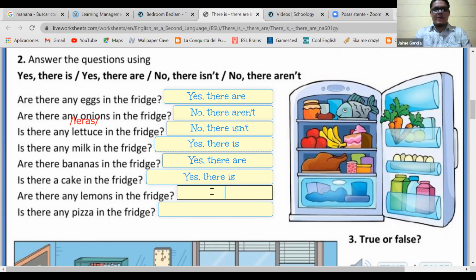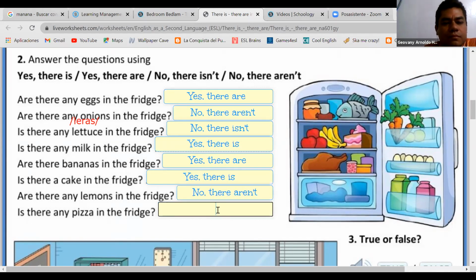Are there any lemons in the fridge? No, there aren't. Are there bananas in the fridge? No, there aren't. Is there any pizza in the fridge? No, there isn't. Are there? Okay. No, there isn't. All right.